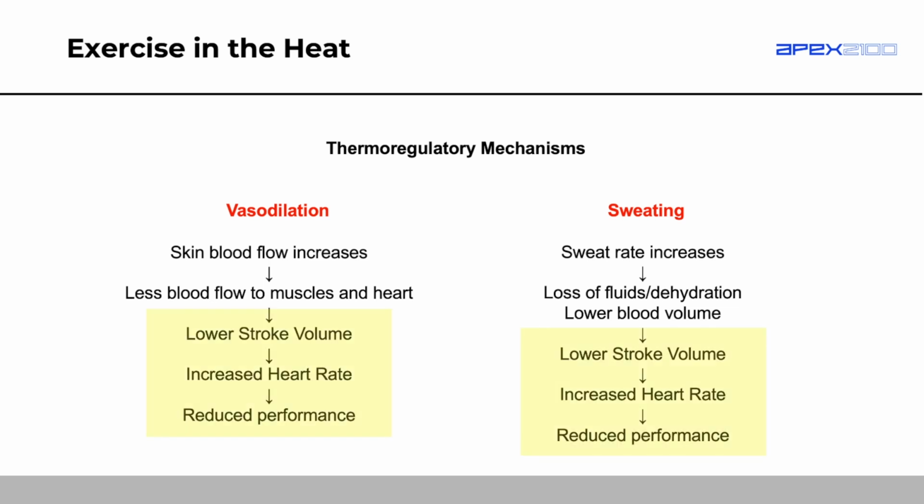So at the end, the vasodilation and the sweating mechanisms both result in the same mechanism for the decrease in performance. It's just how the blood volume is decreased. Blood volume is decreased with vasodilation because the blood's going to the skin, and blood volume is decreased with sweating because it's being sweat out.